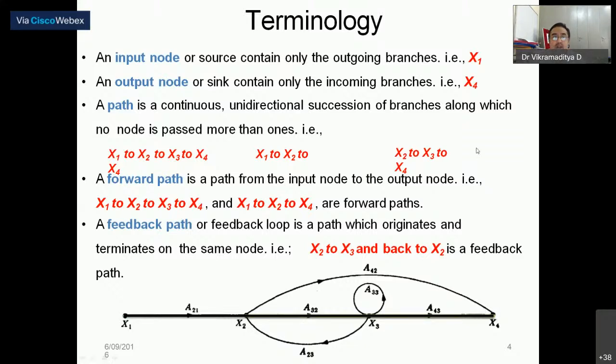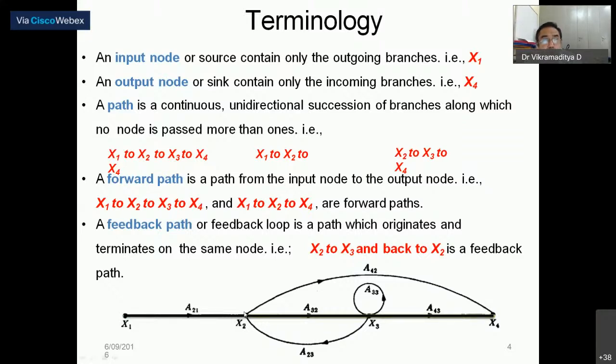What is the next definition? Along which no node is passed more than once. Suppose you are passing from x1, x2, x3, and then you move back like this. No. Why? Because x2 has been traced twice. So no node is being traced twice. This you have to keep in mind. Is it clear or not?